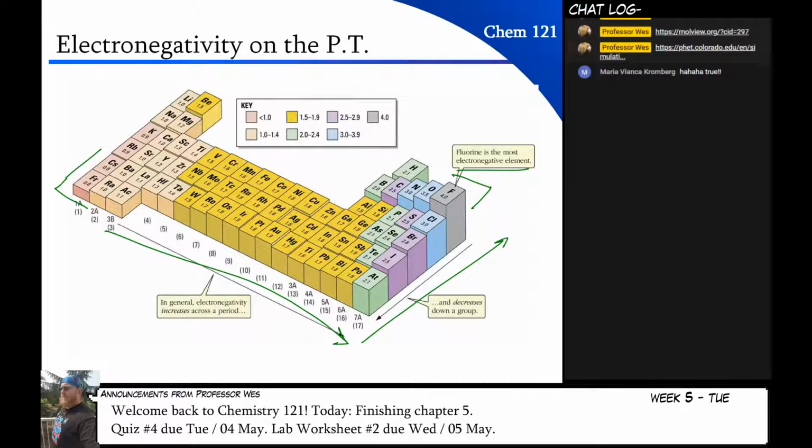So fluorine is the most electronegative. Francium is the least. You'll notice that hydrogen is included right here for some reason, even though it should be way over on the far left. I think it's put there just because its electronegativity is close to boron.